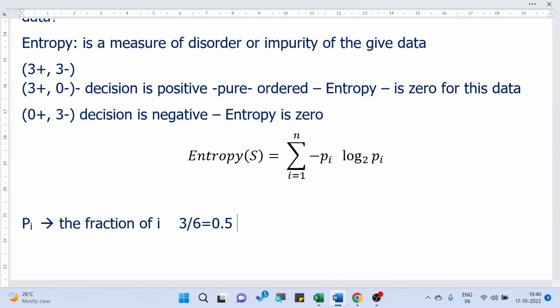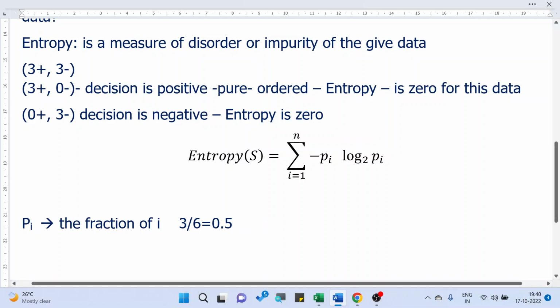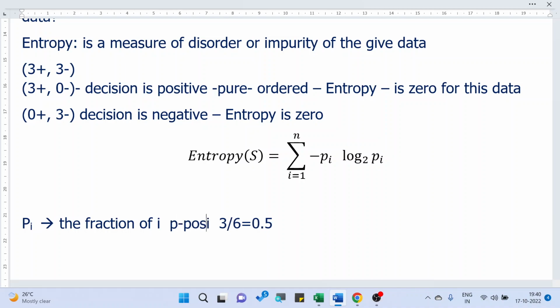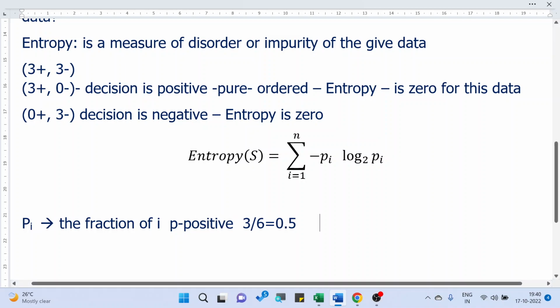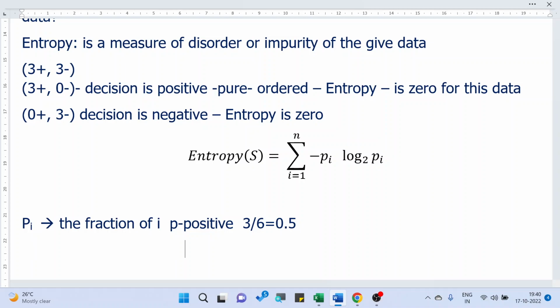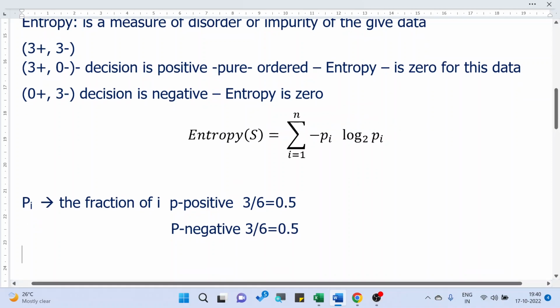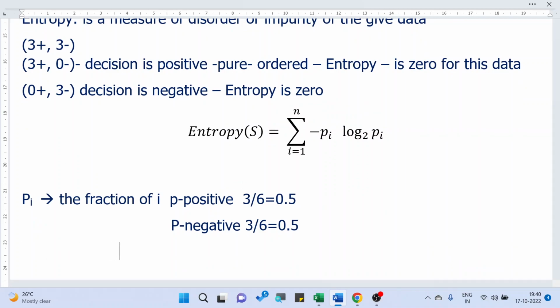So, the entropy is the entropy of this set. Again, this is P positive. Similarly, what is P negative in this? 3 negative examples, again 3 out of a total of 6 examples, that is equal to 0.5. So, the entropy is minus fraction, log base 2.